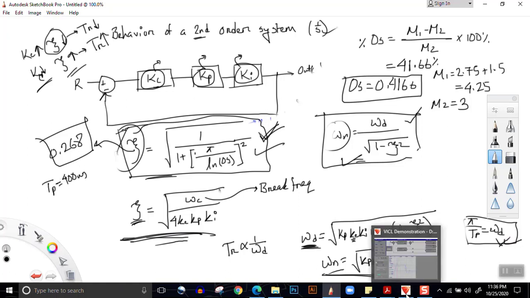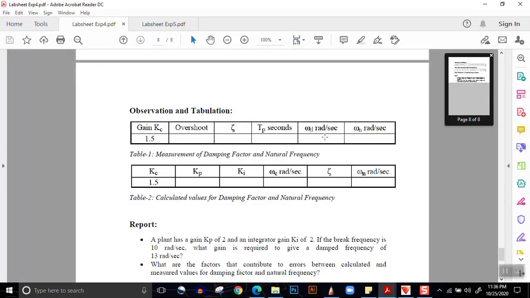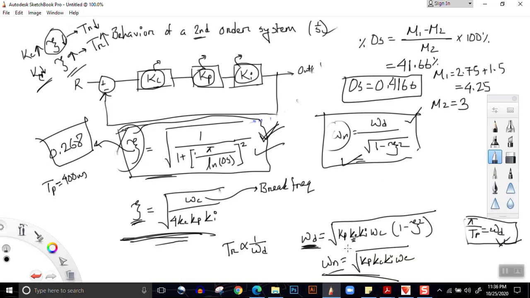And the fourth thing that you'll see after TP is omega d and omega n. Now omega d we can find from this expression. So omega d is equal to pi by 0.4, which is 7.85 radian. Omega n would be omega d divided by root over 1 minus zeta square, so omega d divided by root over 1 minus 0.268 square, so 8.15. Omega n is equal to 8.15. So the first table is fulfilled for me, and now we'll look into the second table.